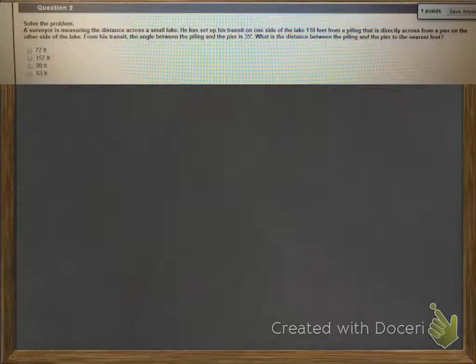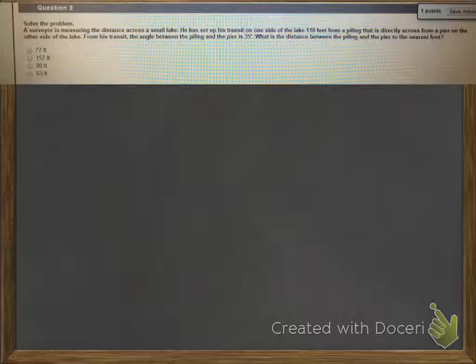Alright, in this video we're looking at an application of right triangles. The problem tells us that a surveyor is measuring the distance across a small lake. He set up his transit on one side of the lake 110 feet from a piling that is directly across the lake from a pier on the other side of the lake.